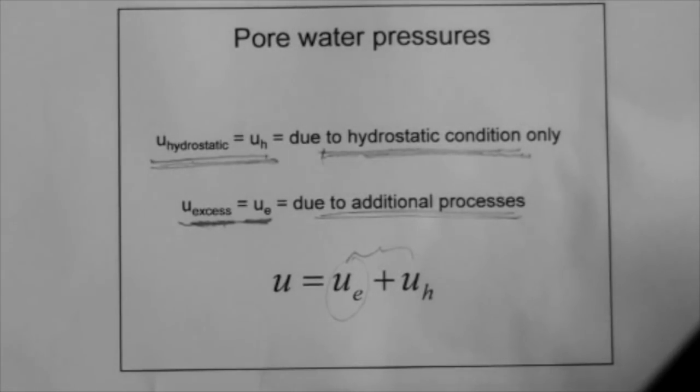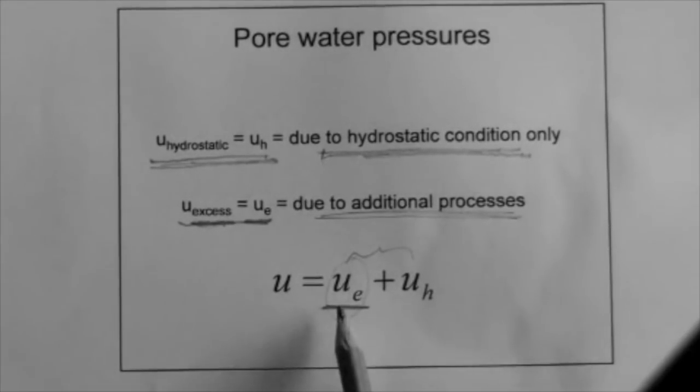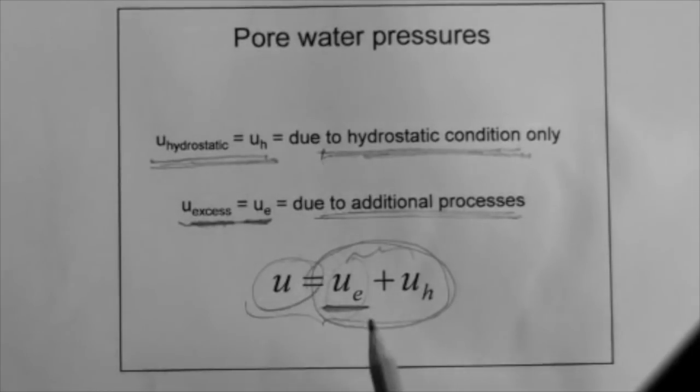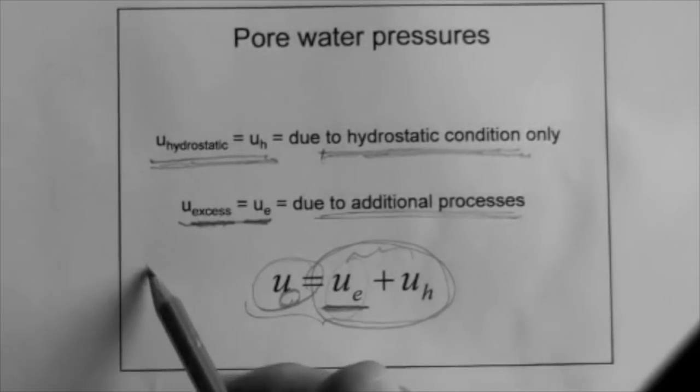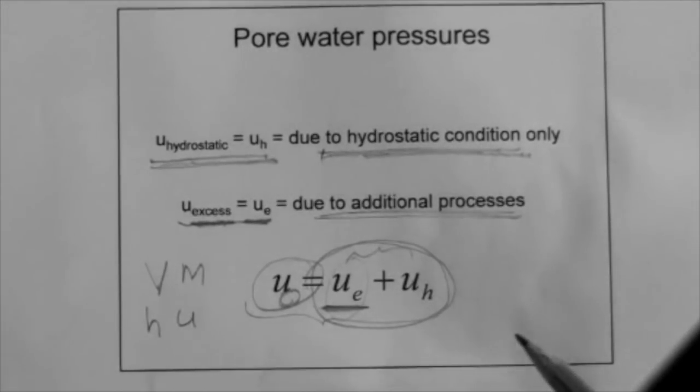It doesn't have to be as dramatic as an explosion. We can essentially construct faster than the water can drain out of the soil, and in that case we'll get U excess. But I'll let you learn more about that later on when we get back to it and get into how to calculate it. For now, just realize that there are two, and if we add them, we get the total. Again, in this course, no subscript means total. Like total volume, total head, total mass, total pore pressure, etc. No subscript means total.